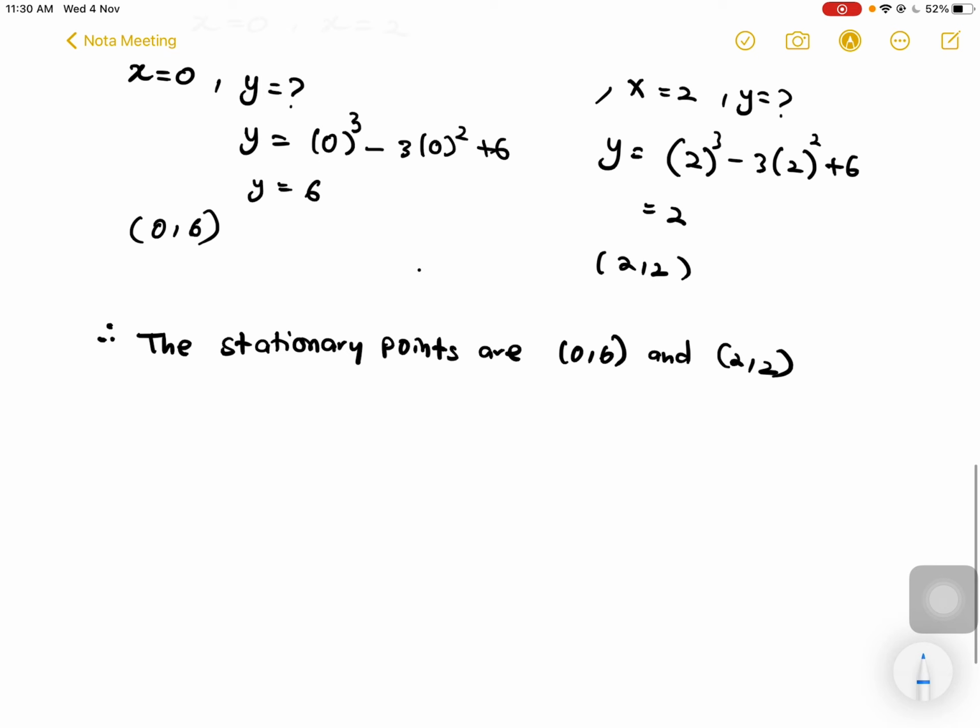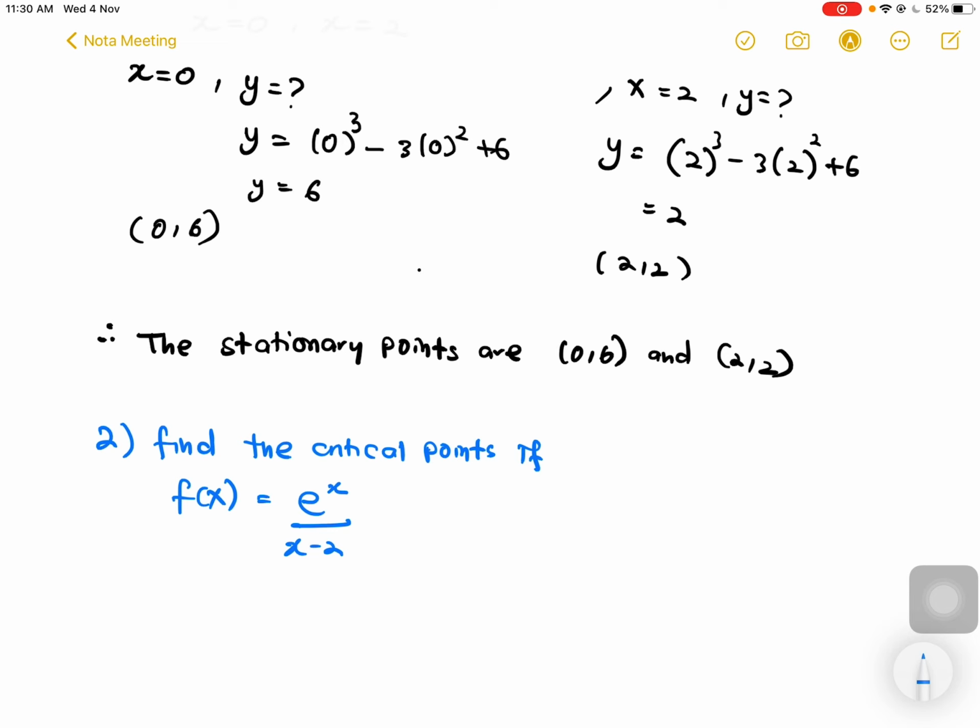Okay, this is the second example. If your question is like this: find the critical point if f of x is equal to e power of x over x minus 2, and your domain is all numbers except x is equal to 2.